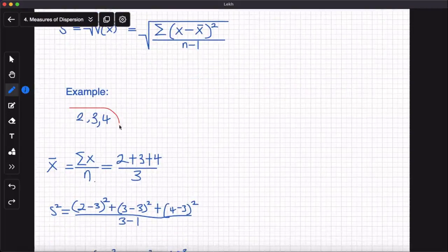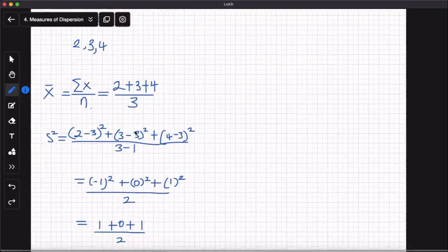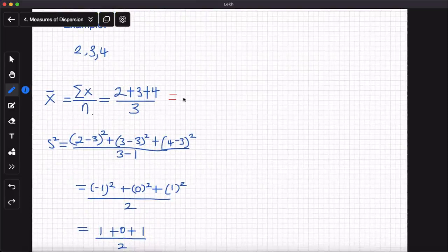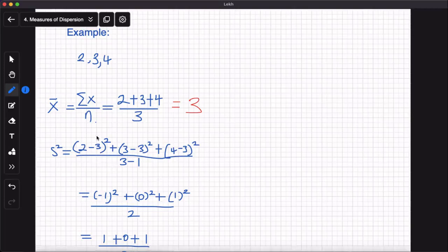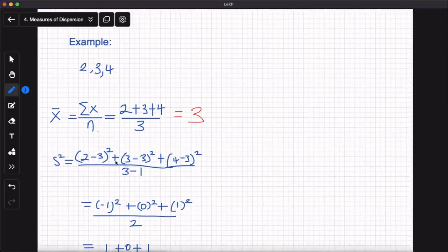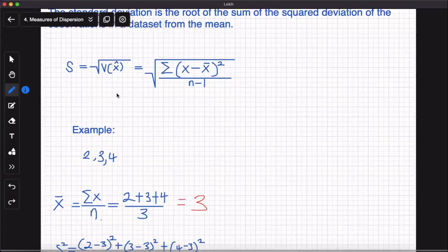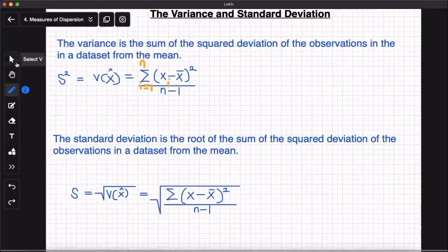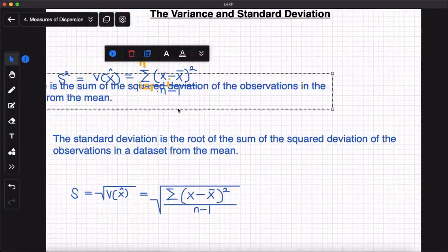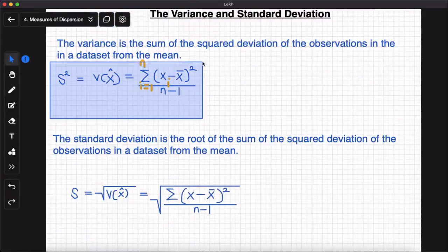Suppose our data set is 2, 3, 4, and we decide to obtain the mean. The mean is going to be 3. With the mean being 3, we can take the first observation and say 2 minus 3. That's the first observation in the formula we are going to be using.